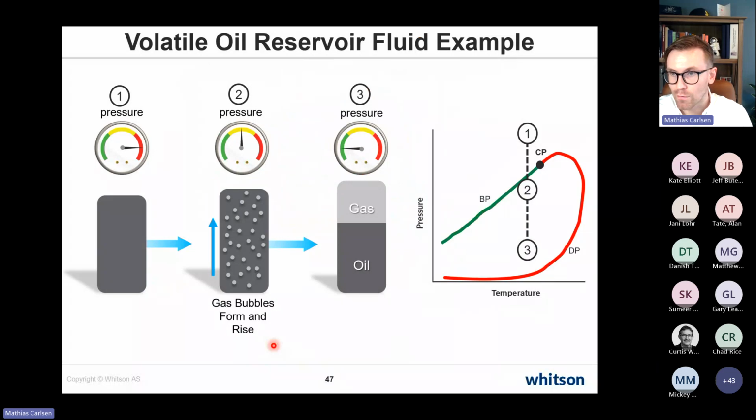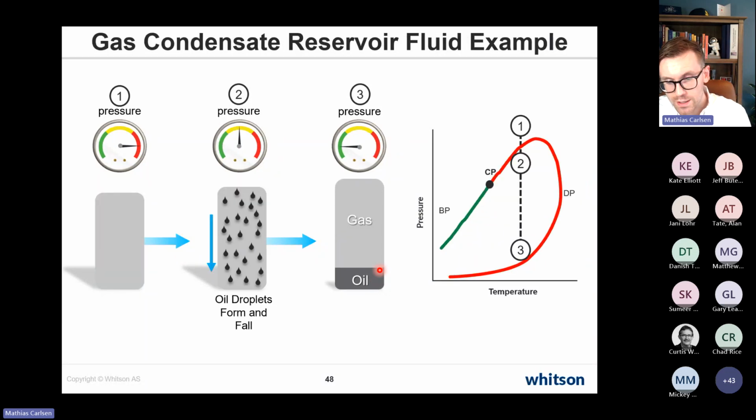So to summarize this, if you look at a volatile oil, initially you're 100% liquid. You go below the saturation pressure and gas bubbles form and they rise, and you have a free gas phase and a free oil phase. And typically the gas is more mobile than oil in general. For a condensate, the opposite is happening, where above the dew point there's 100% gas. As you go below the dew point, condensate droplets form and they fall. And then if you stabilize this at some lower pressure, there'll be a free gas phase and a free oil phase. Many times the mobility of that oil phase is extremely, extremely low.